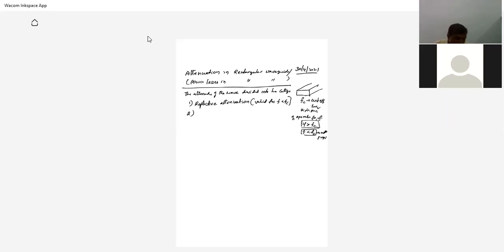And the second attenuation is the dissipative attenuation. This is valid for f greater than fc. Here the wave is allowed into the rectangular waveguide, so due to the structure of the waveguide, you have the losses. Already I told, in the case of coaxial cable, the attenuation depends upon the structure of the cable. So what is the structure of the rectangular waveguide?